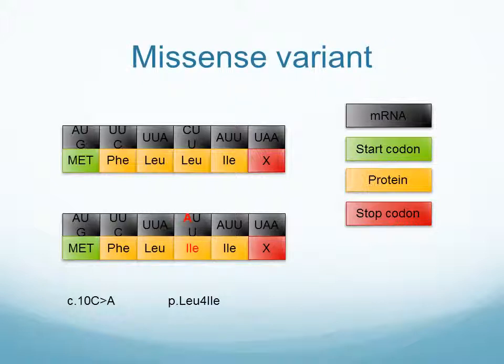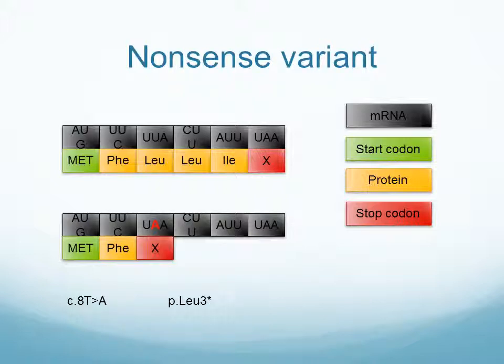A missense variant is one that alters a single amino acid. In this example, the C at coding position 10 is changed to an A, resulting in a change from a leucine to isoleucine at amino acid position 4. Missense variants can be difficult to interpret because the range of possible functional effects they may cause is very broad.